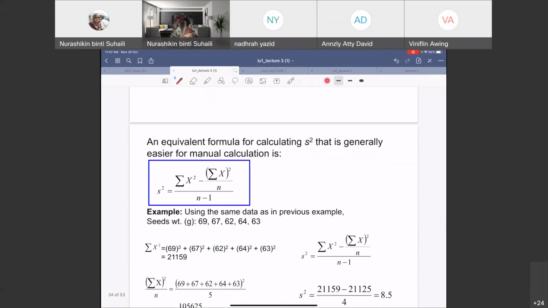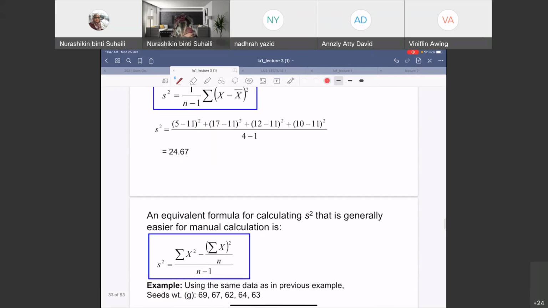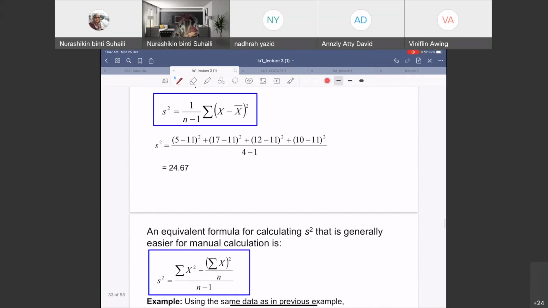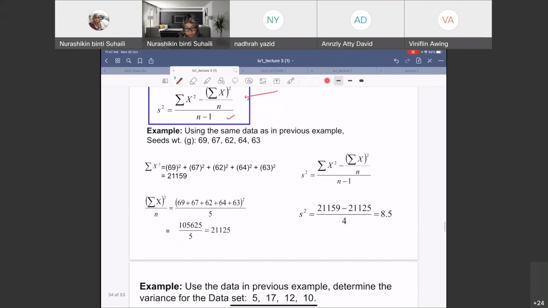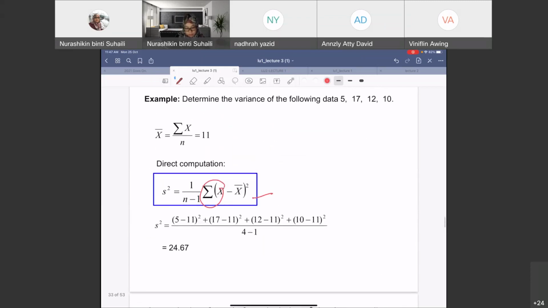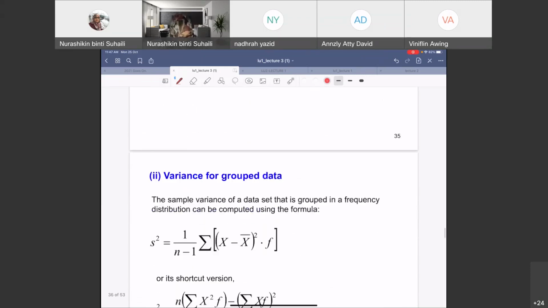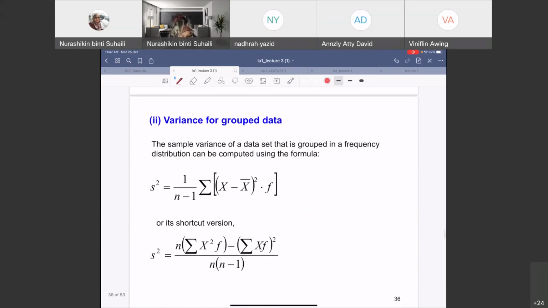This one is actually the same way as this one. It's just a different form, but it actually carries the same answer at the end. It's just a different format, like you put it inside here, and then at the end you get n-1 as the denominator. But you just apply any of these types. It would give you the same formula, the same value. Okay, all right. That's variance for group data.